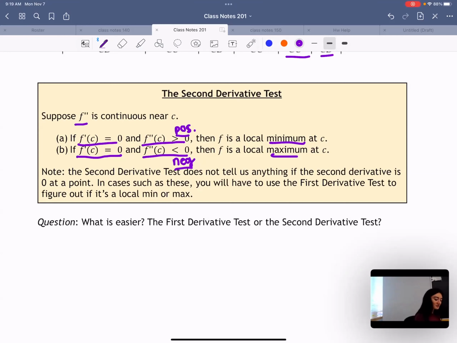So the first derivative is equal to 0. That tells us min or max, okay? What happens if the second derivative is not positive or negative? Kind of a trick question. The second derivative test doesn't tell us anything, okay?